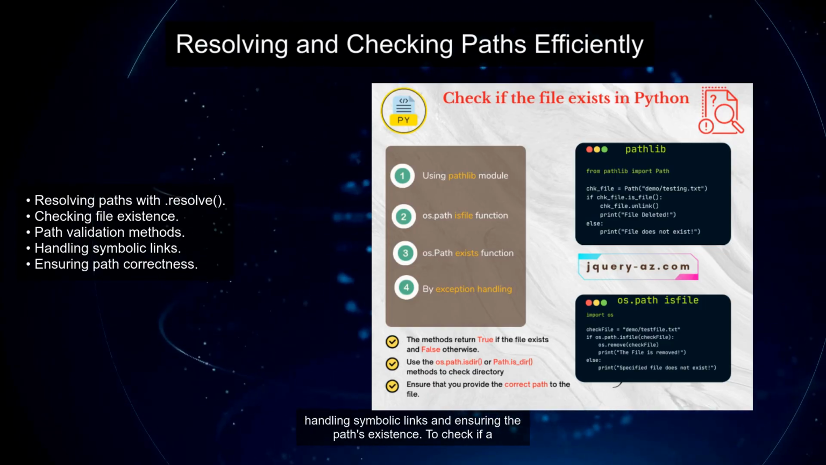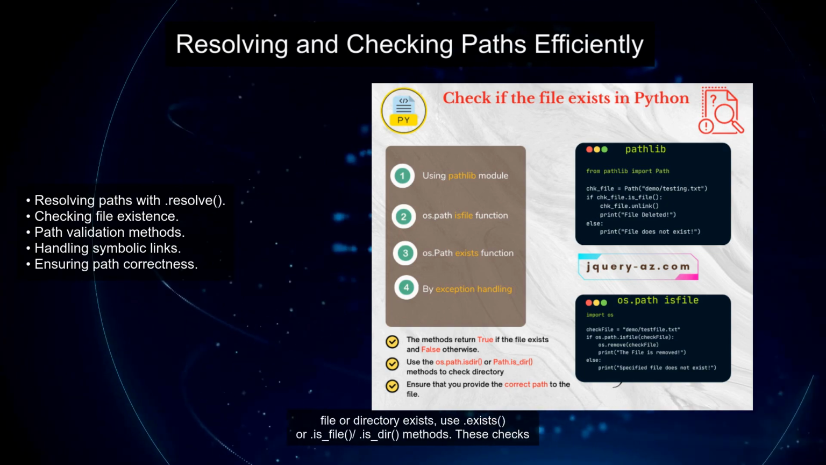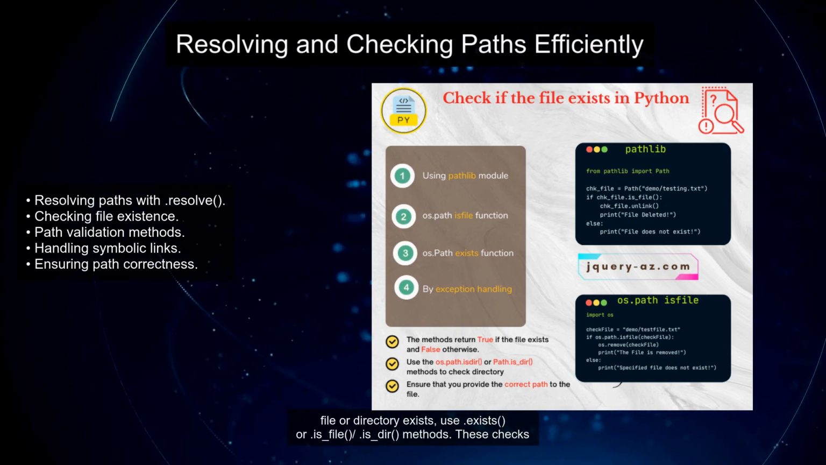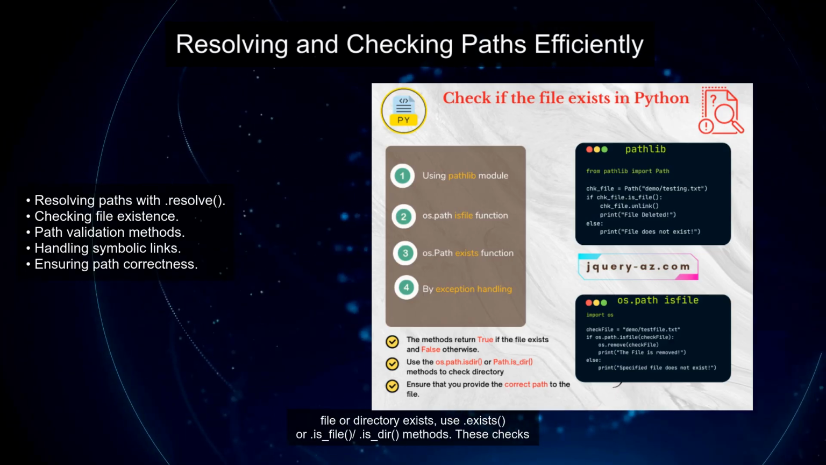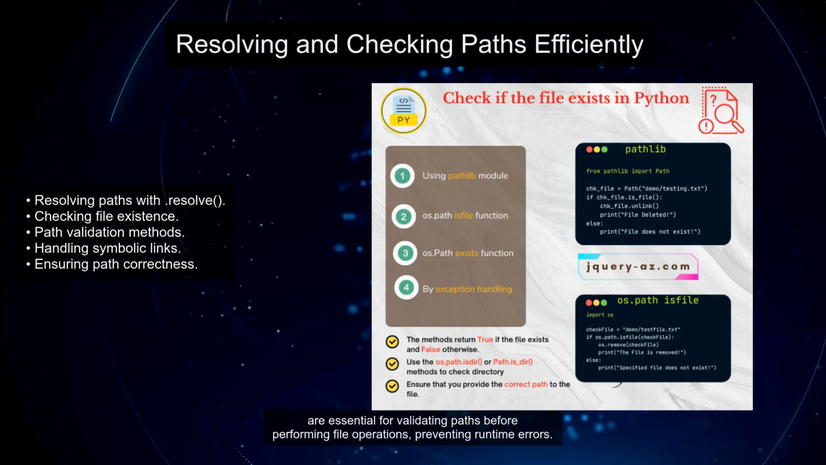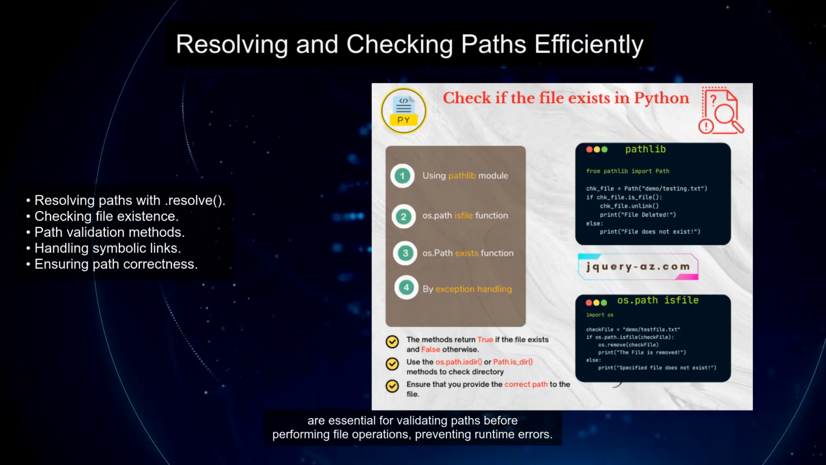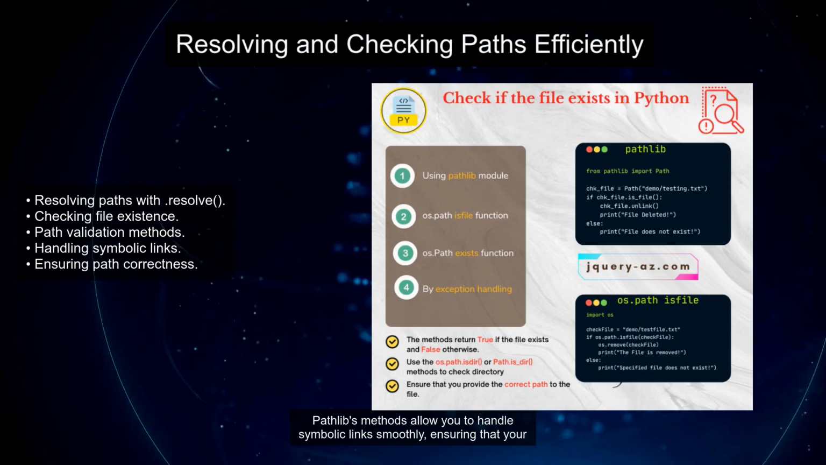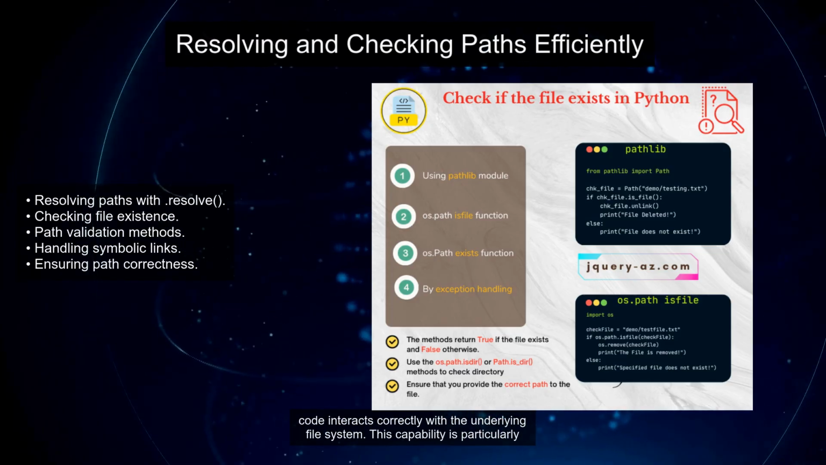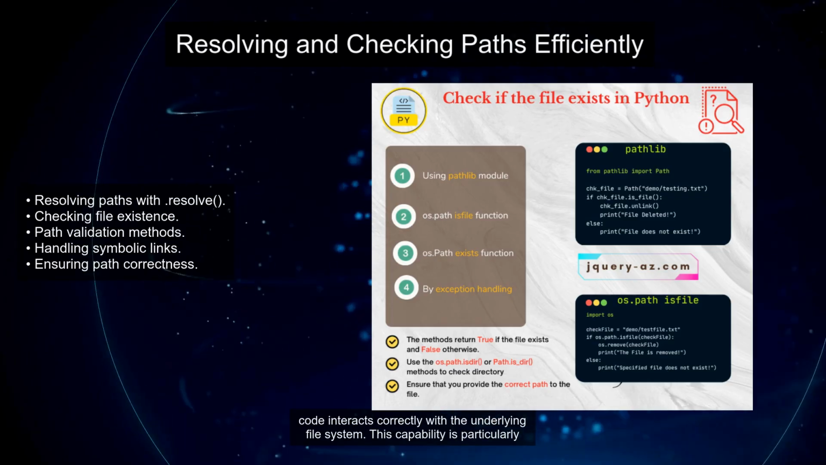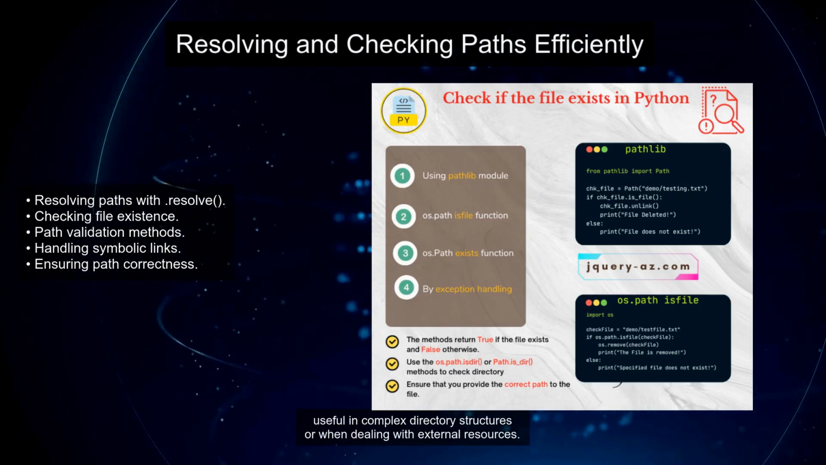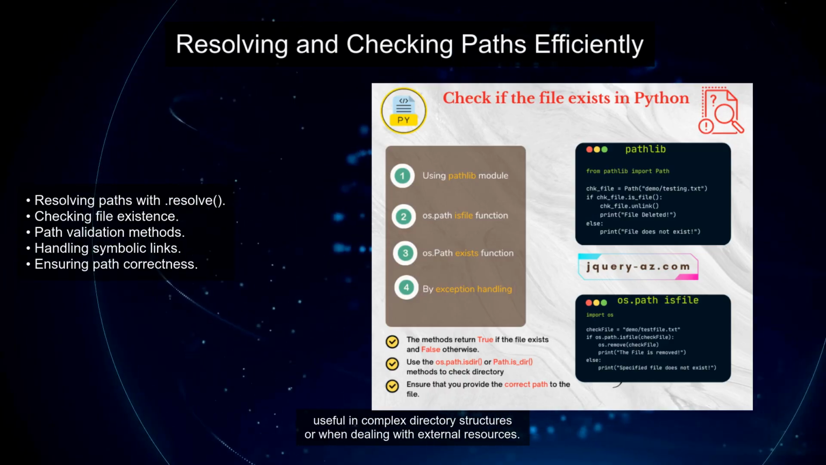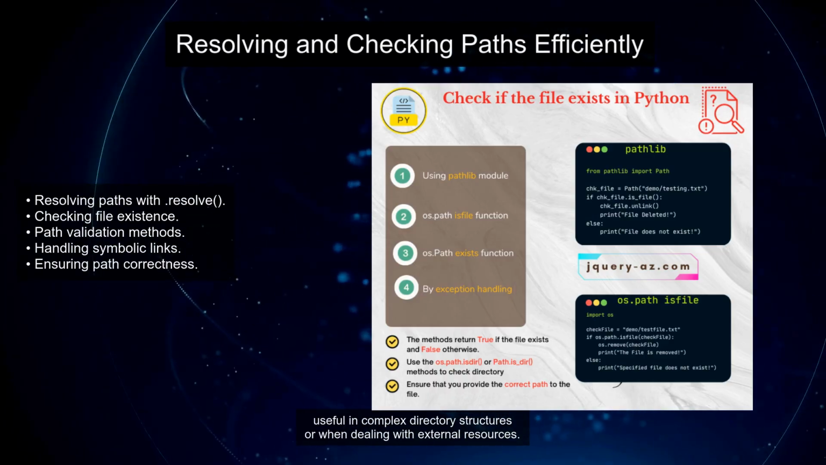To check if a file or directory exists, use exists or is_file and is_dir methods. These checks are essential for validating paths before performing file operations, preventing runtime errors. Pathlib's methods allow you to handle symbolic links smoothly, ensuring that your code interacts correctly with the underlying file system. This capability is particularly useful in complex directory structures or when dealing with external resources.